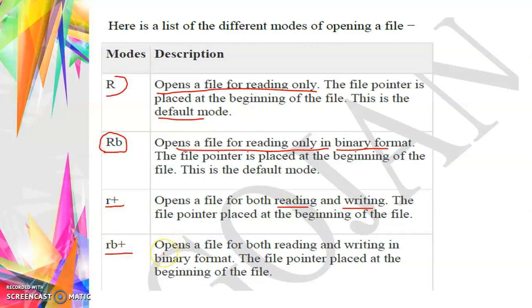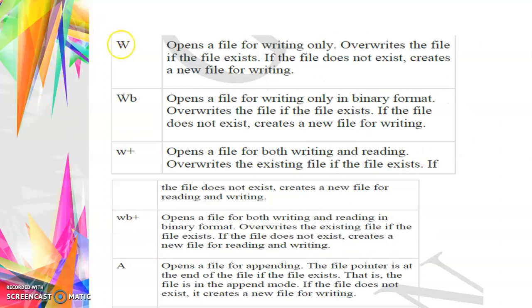Read and write binary format opens a file for both reading and writing in binary format. So R plus means we can perform reading and writing operations. RB plus means we can perform reading and writing on binary format files, right? So the next access mode is W. W means only writing operations will be performed in the particular file opened by the open function.